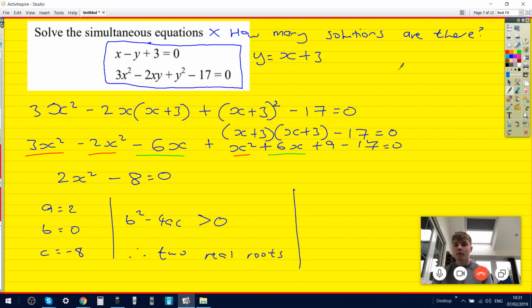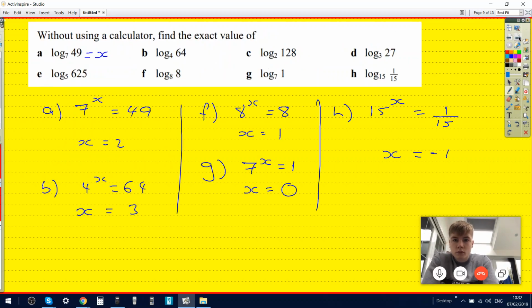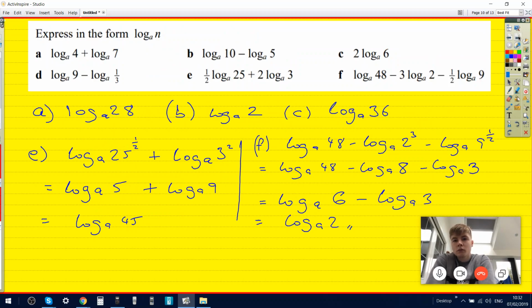Sometimes you might be asked simultaneous equations, like how many solutions are there. You just start them, so you eliminate either the x or the y, and then you do the discriminant of that. So you have to eliminate the x or y first. Logs, so I think you're okay with that. That's the base, that's the power, that's the answer. Same thing. Yes, adding you multiply, subtracting you divide, power to the power, you multiplying is power.